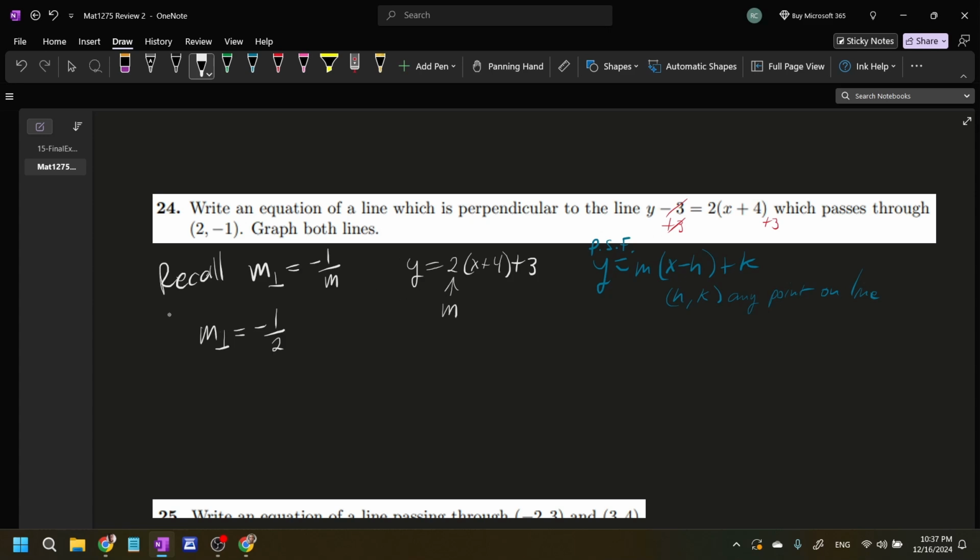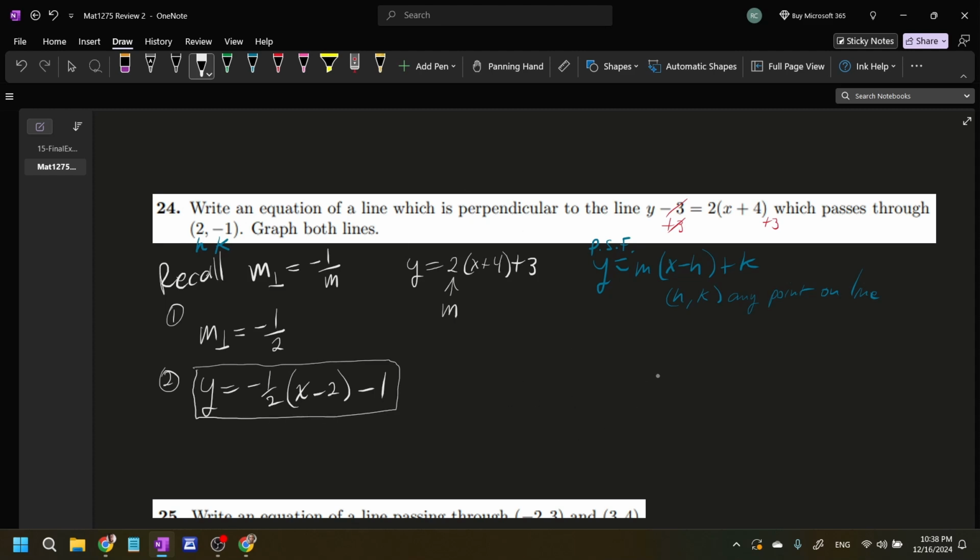So step 1 was to find our perpendicular slope. Step 2 is to put this new slope into the point slope formula using 2 and -1 as our new h and k values. So that will look like this: y equals -1/2 (x minus 2) minus 1. Okay, so this is our perpendicular line.